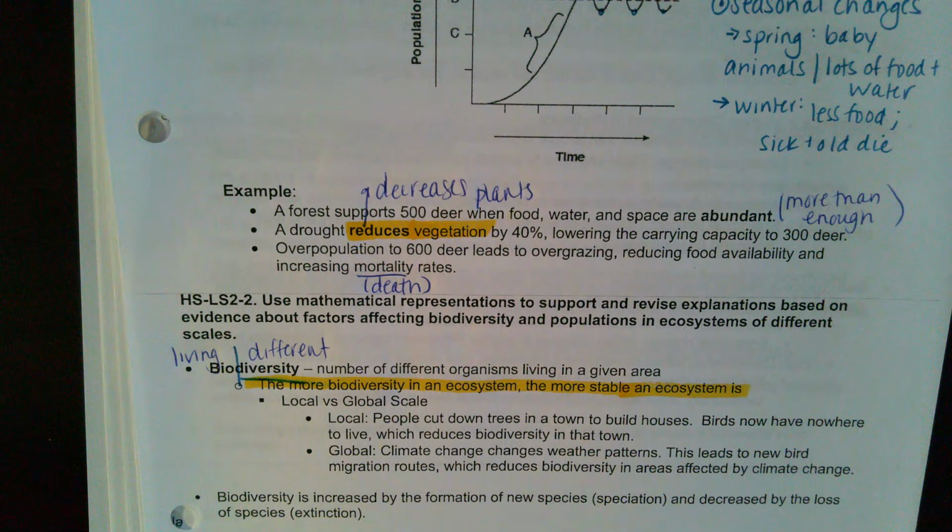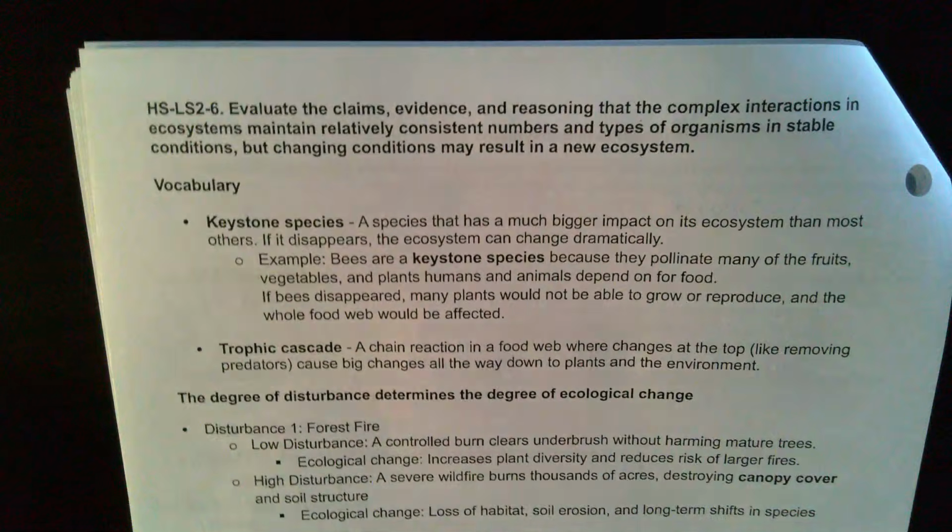Biodiversity is increased by the formation of new species, which is called speciation, and decreased by the loss of species, which is extinction. Now moving on to those keystone and trophic cascade. This has been on at least 2 of the 3 Regents exams that have been released so far.